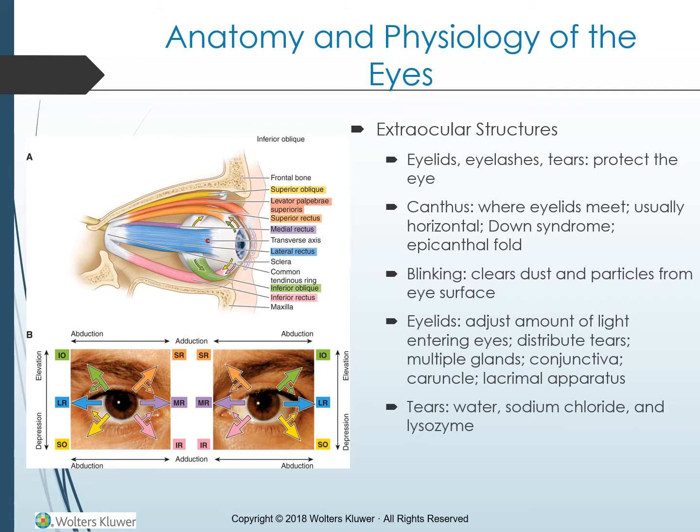3 cranial nerves innervate the extraocular muscles. The trochlear nerve, cranial nerve 4, innervates the superior oblique muscle. The abducens nerve, cranial nerve 6, innervates the lateral rectus muscle, and the oculomotor, cranial nerve 3, innervates the remaining muscles.